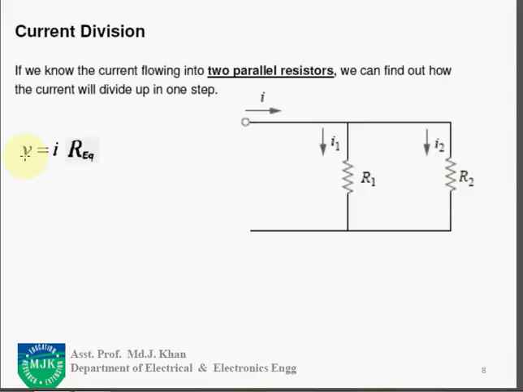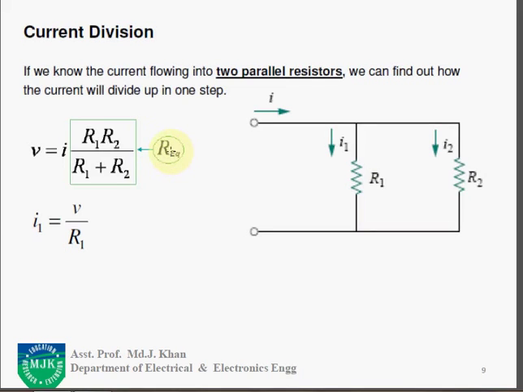As we know, according to Ohm's law, V is equal to IR. Here I have written R equivalent because I have to find the equivalent resistance of R1 and R2. Since these are connected in parallel, in place of R equivalent I have written the parallel formula, R1 times R2 upon R1 plus R2. Now I have to find the I1 current in this branch, so I1 is equal to V upon R1, the resistor across which we have to find the current.